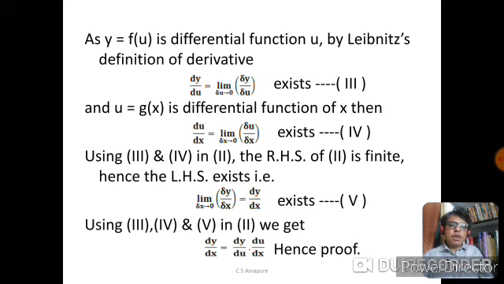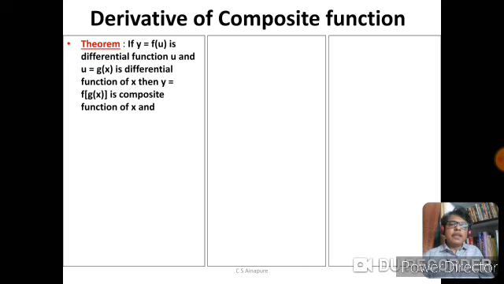So, I will bring all the terms together. First, we have seen the statement: y is equal to f of u is a differentiable function of u, and u is equal to g of x is a differentiable function of x. Then y is equal to f of g of x is a composite function of x, and dy by dx is equal to dy by du into du by dx.